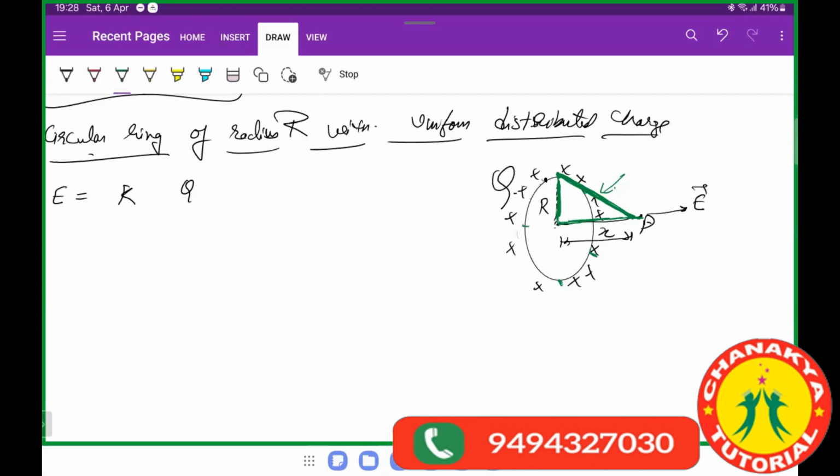Just tell me orally, I don't want you to solve here. R square plus x square is equal to the length squared. Exactly. So the length is under root R square plus x square. We found the length.